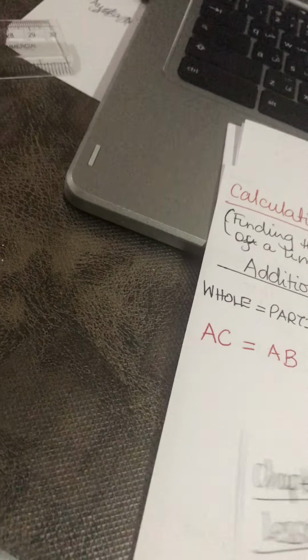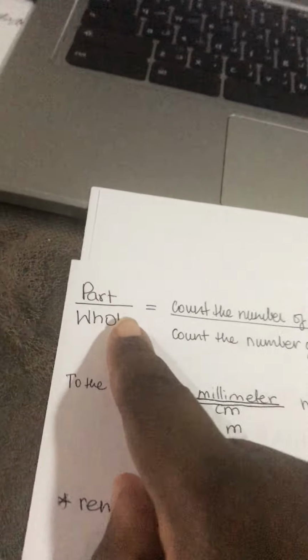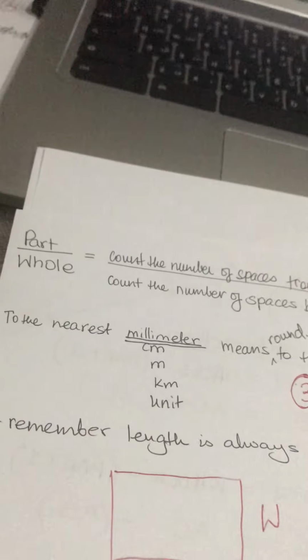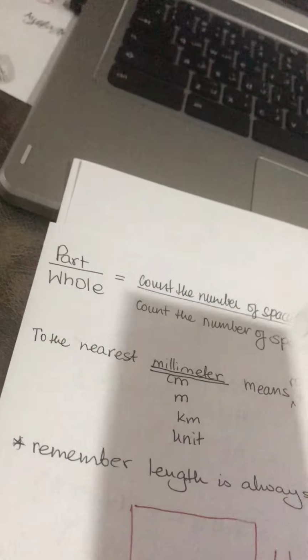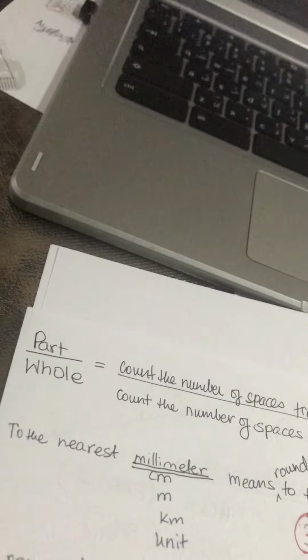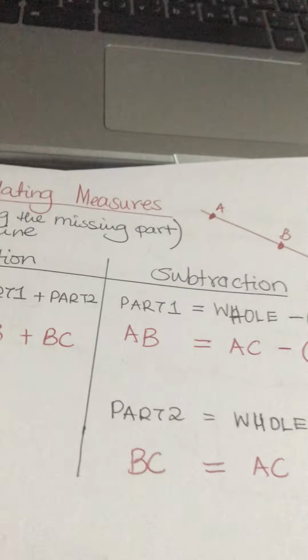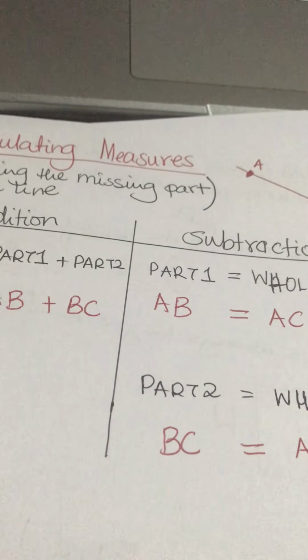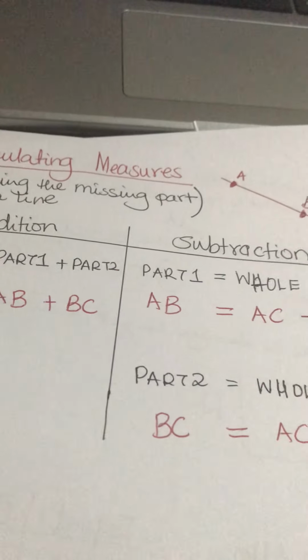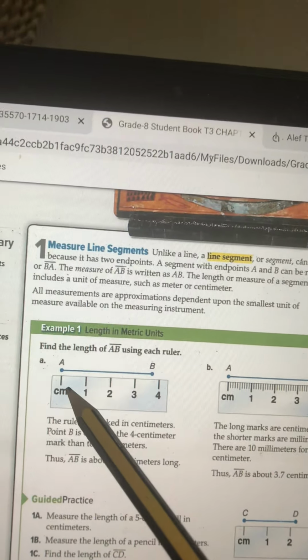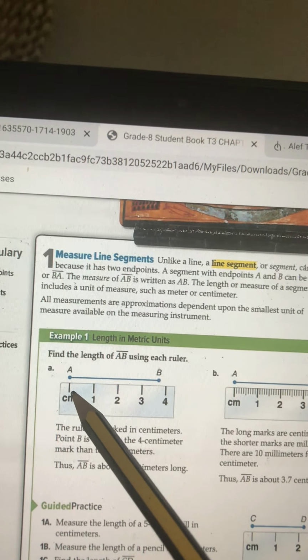This one, where I explained how to do part of a whole. And then we will also do an example about this one. Let me see it from the book. All right, now let's do this one. So we are measuring AB.